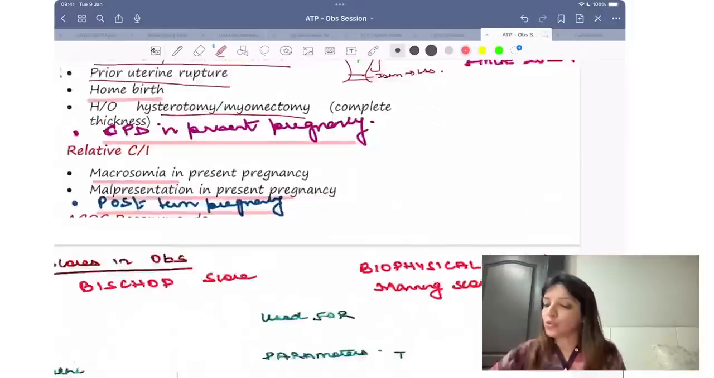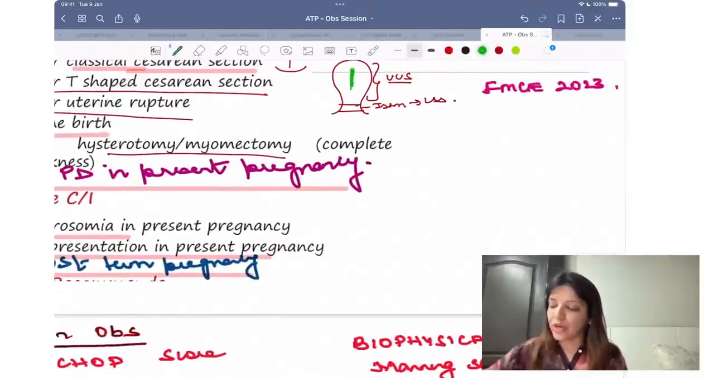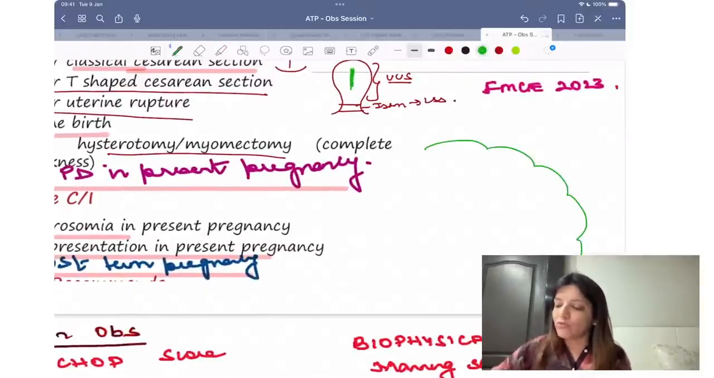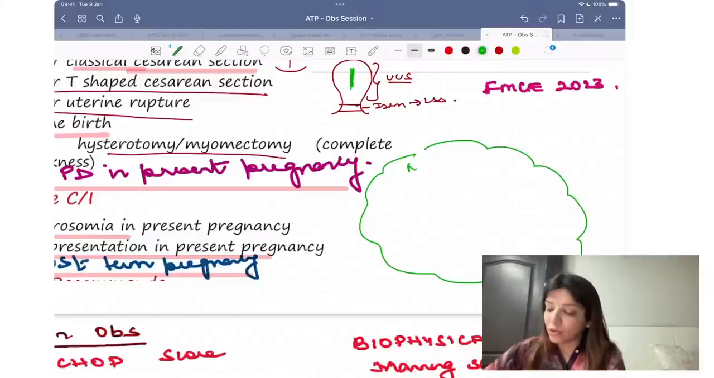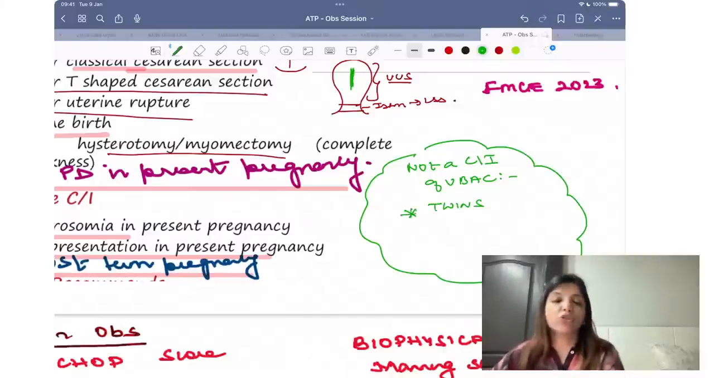Now, when this question is going to be asked to you, they are going to say all of the following are contraindications of VBAC except. Please remember, not a contraindication of VBAC: twins. उस answer में twins आएगा because twins is not a contraindication.